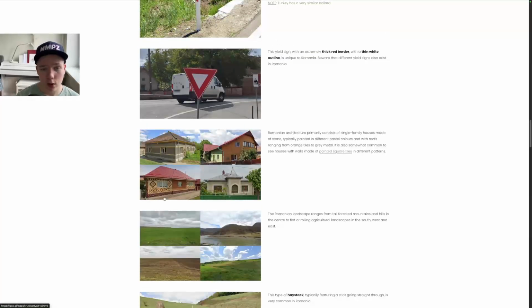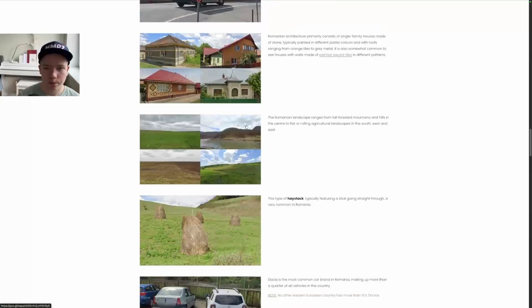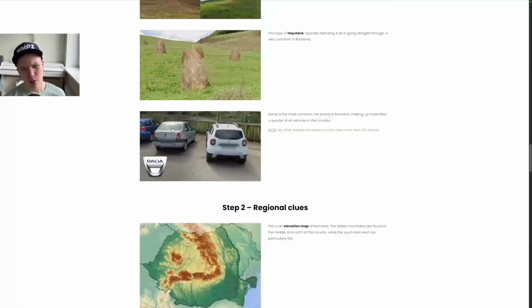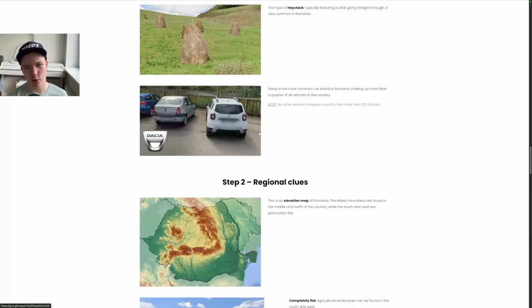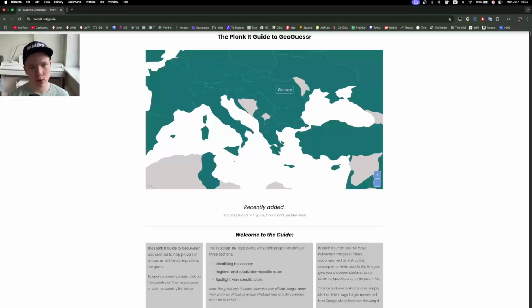Yeah, architecture is kind of special here. The Romanian landscape can be really different in some places, but often you do see this kind of agricultural landscape. It's kind of flat or slightly rolling hills, but not really. Don't know about the haystack stuff, and also don't know about this.